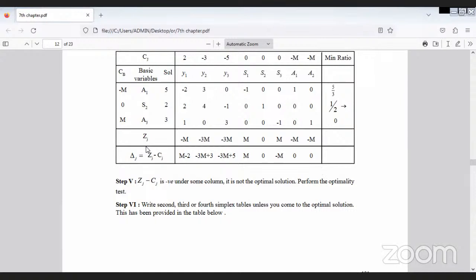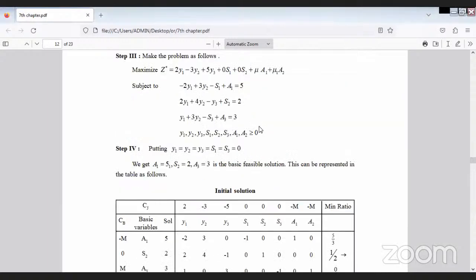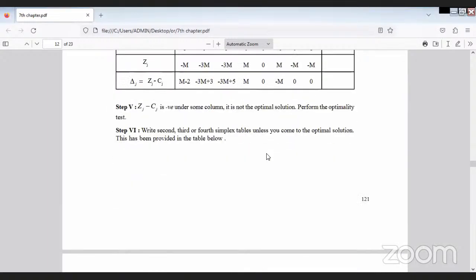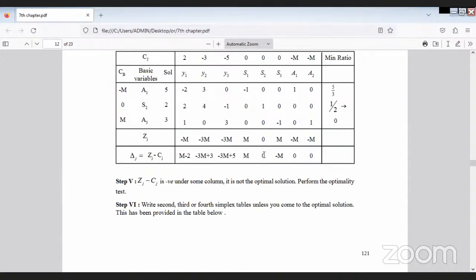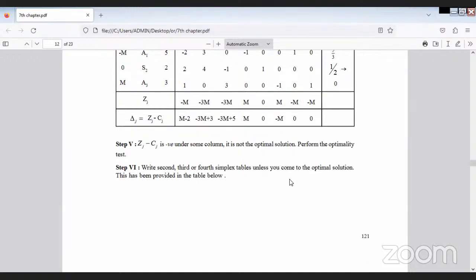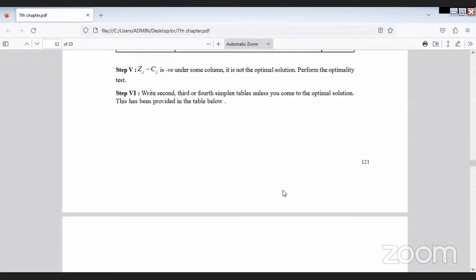So where was ZJ here? This is CJ. ZJ is minus M, so minus M, minus M. This is minus 3M, minus 5M. We are writing from the formula. ZJ minus CJ is negative under some columns and negative in some other columns here. So this is not the optimal solution. To get the optimal solution, write the second, third, fourth simplex tables, and you will get the optimal solution. You have to write the table for the solution now.